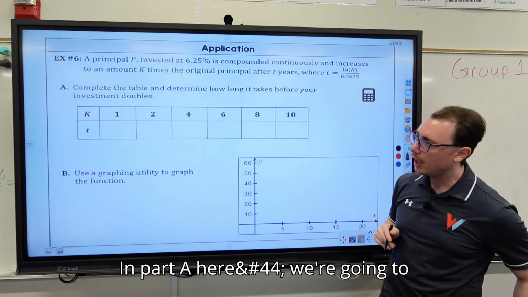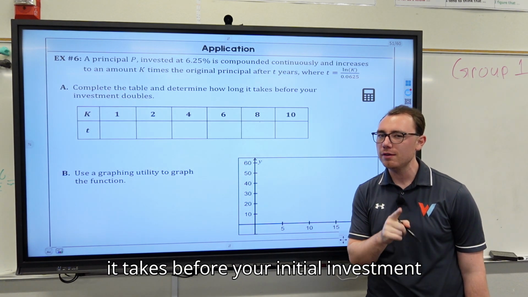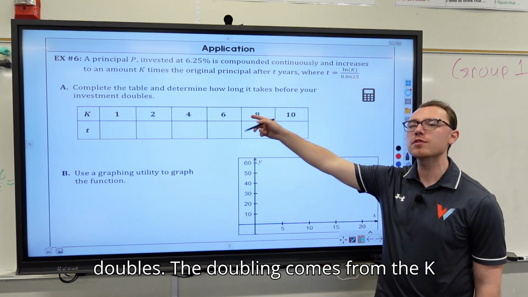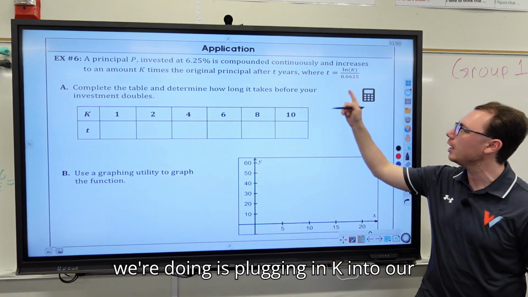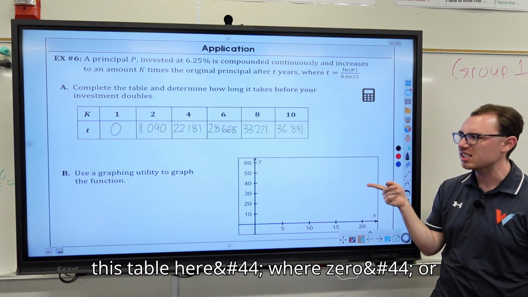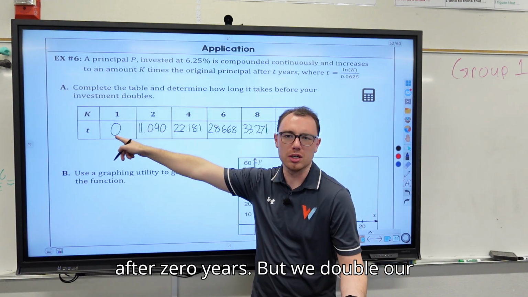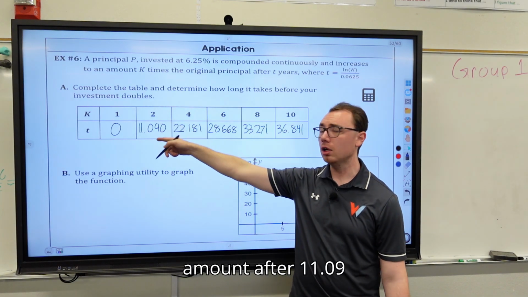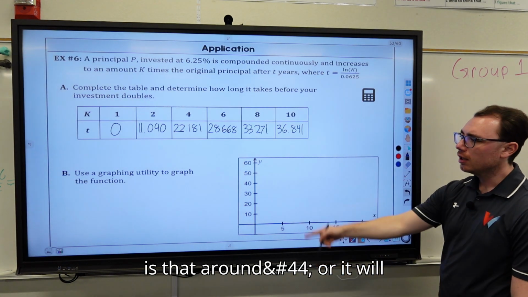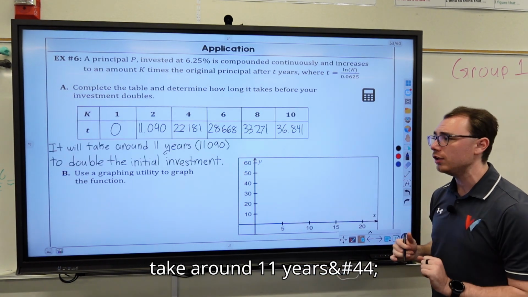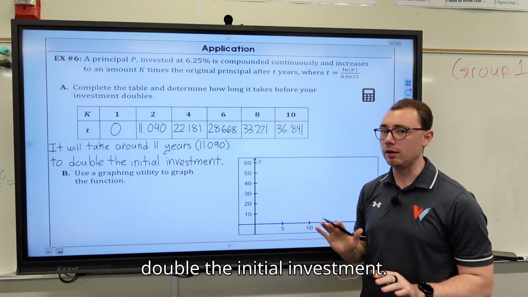In part A here, we're going to complete the table and determine how long it takes before your initial investment doubles. The doubling comes from the K amount, and the T comes from the amount of time it would take. So all we're doing is plugging K into our equation here, and we end up getting this table here, where for 1 here, the initial amount is after 0 years. But we double our amount after 11.09 years. So the claim that I want to make is that it will take around 11.090 years to double the initial investment.